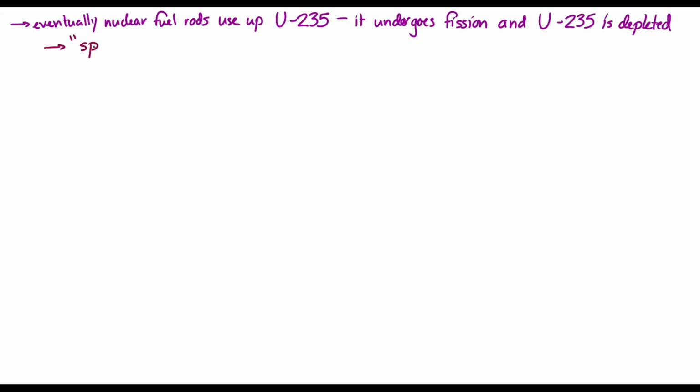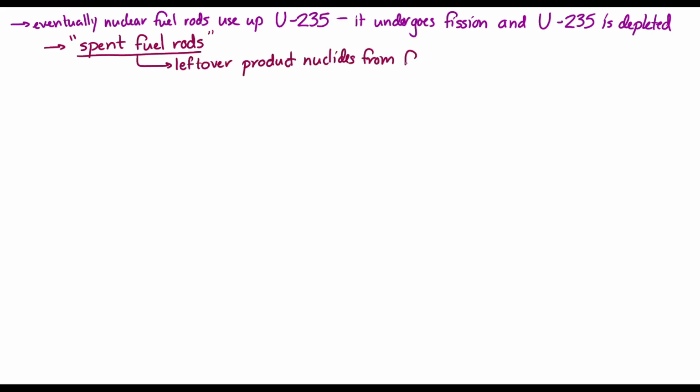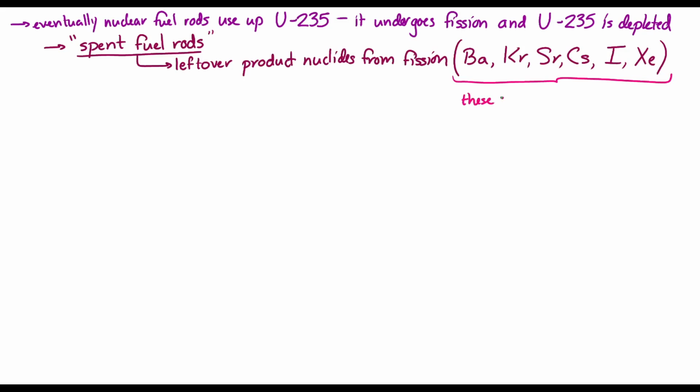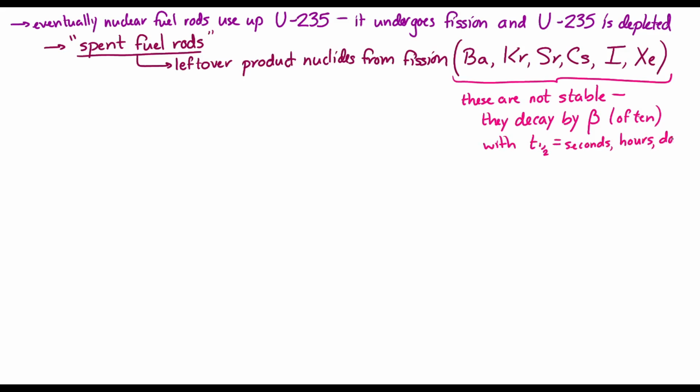These are called spent fuel rods. And what's left in these spent fuel rods are the product nuclides from the fission reactions. Often this is stuff like barium, krypton, strontium, cesium, iodine, xenon. The nuclides that remain in these spent fuel rods are not stable. They often decay by beta decay, and they have half-lives of varying lengths, sometimes seconds, sometimes hours, days, even years.